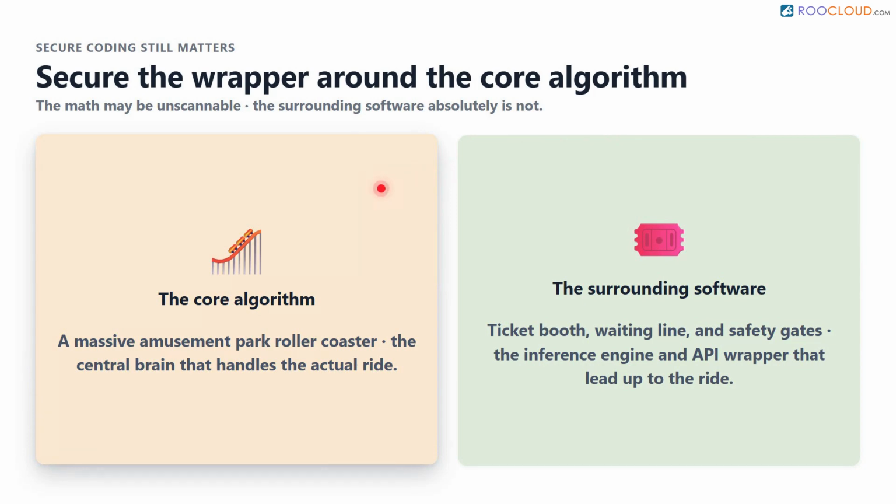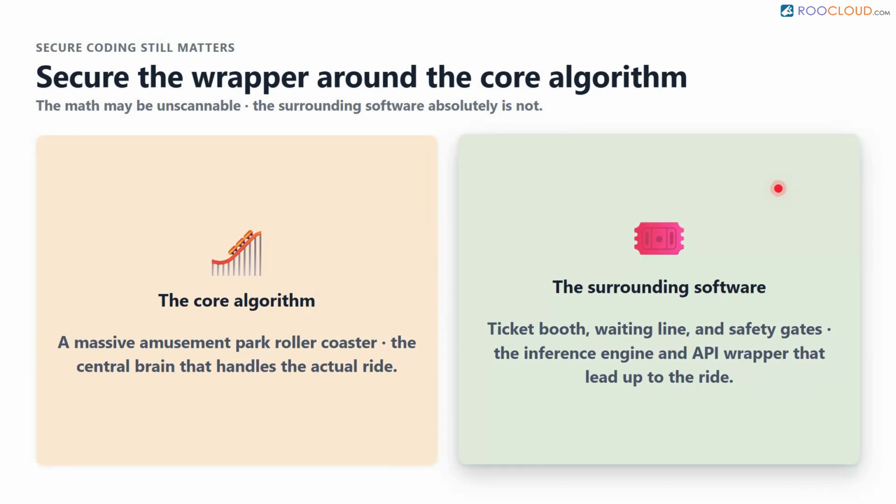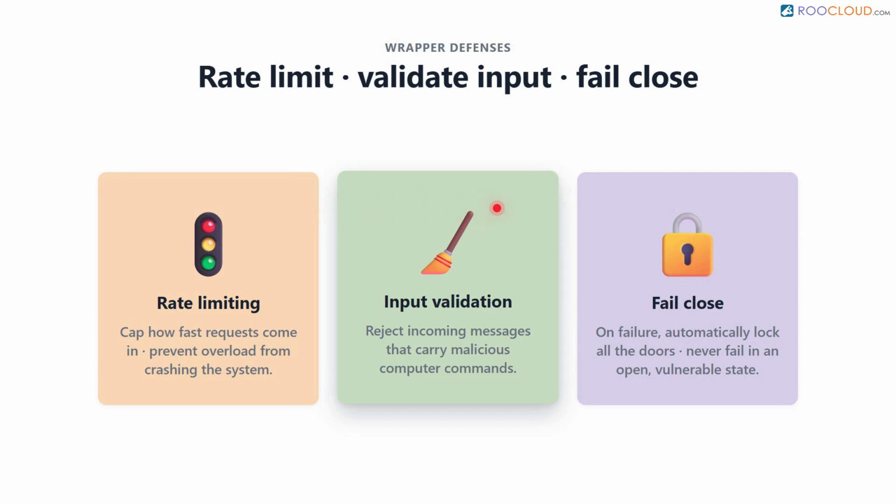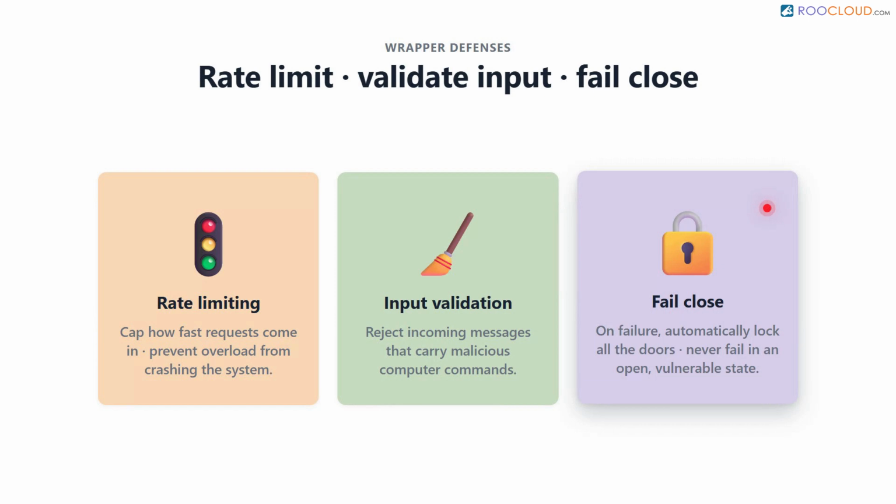Think of the core algorithm as a massive amusement park roller coaster, and the surrounding software as the ticket booth, the waiting line, and the safety gates leading up to the ride. Those gates must be built securely. This involves rate limiting, which restricts how quickly someone can send requests so the system does not crash from an overload of traffic. It requires input validation to ensure incoming messages do not contain malicious computer commands, and it heavily relies on a principle called fail-close. Failing close means that if the system breaks down or loses power, it automatically locks all its electronic doors securely, rather than failing in an open, vulnerable state.